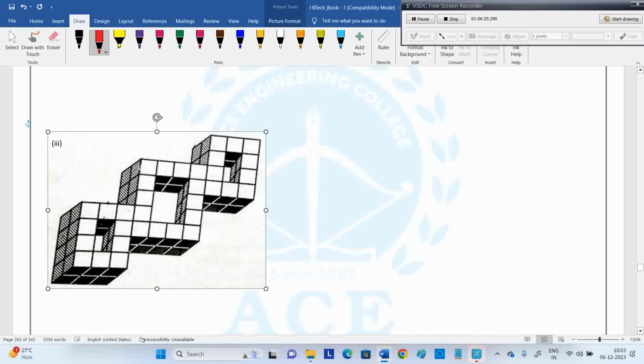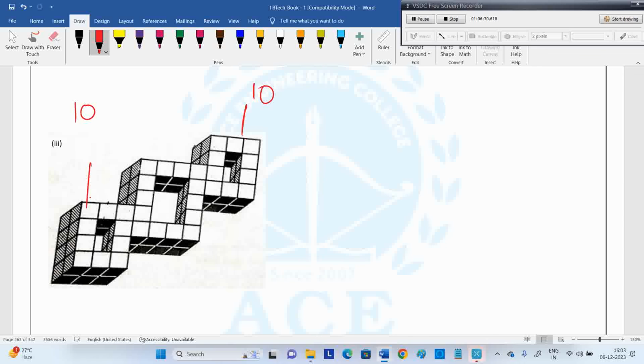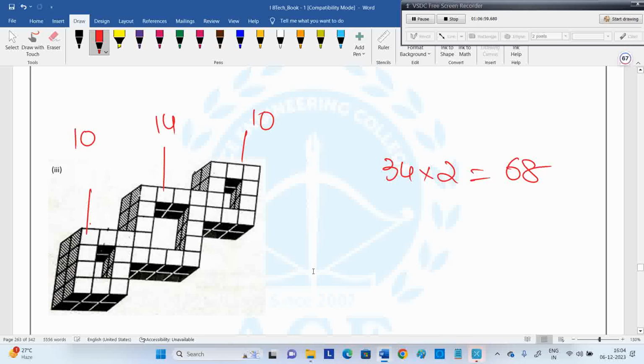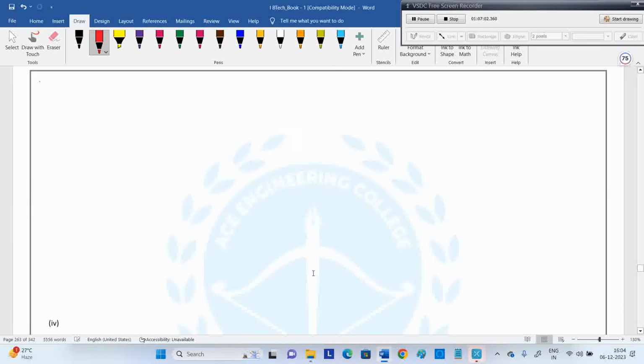68. Okay, here I have 10 columns. Here I have 10. This is 5 plus 5, 10, 2 plus 2, 4. So 34 into 2, 68. Each one is having 2. That right side one 10, bottom left side 10, but the middle one has 14 columns. 5 plus 5, 2 plus 2, okay, 14. Each one 2. So we can write 34 into 2, 68. Number of cubes or blocks.